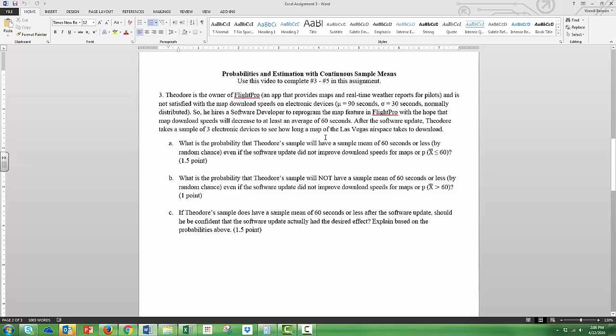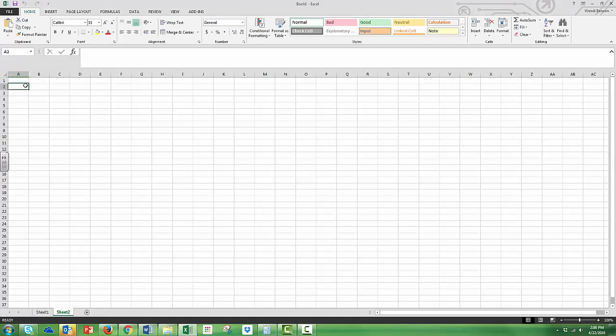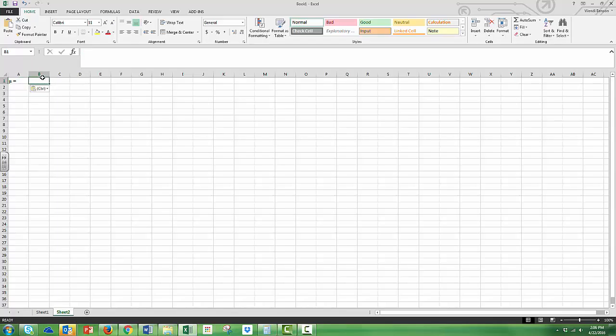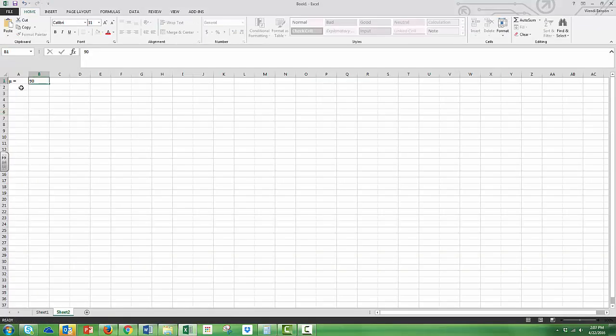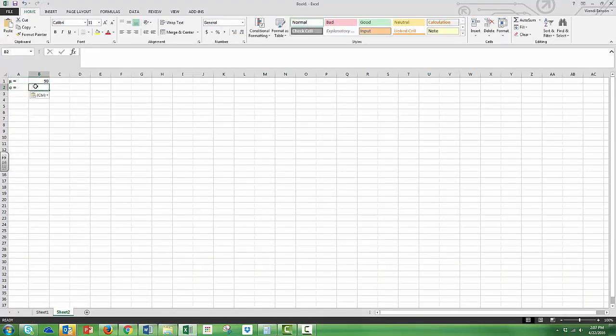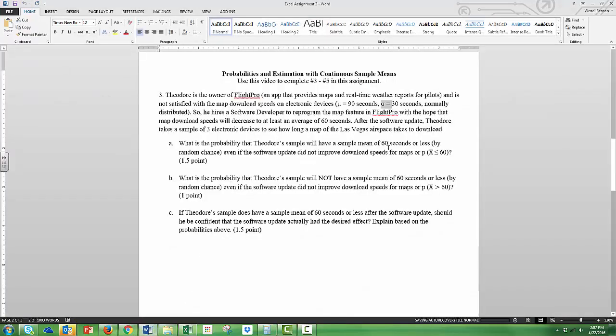So let's go ahead and jot down our important bits of information. We've still got our mu equals 90. I just Control C to copy and then go into Excel and do Control V to paste. And we've got 90. And then our standard deviation is equal to 30. And our sample size in this case is equal to 3. And let's go back and look. I think that's all the important little bits of information. We're going to be working with a sample mean of 60 as well.